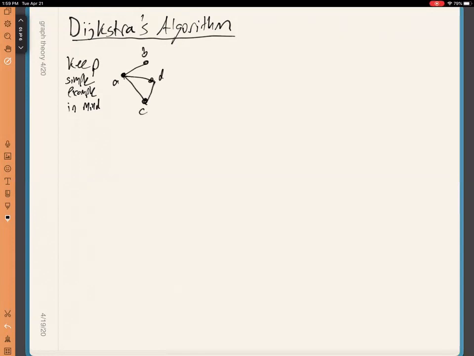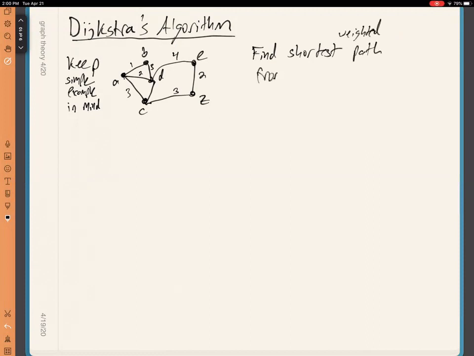There's going to be a particular weighted graph. So this is my graph G. The general problem is finding the shortest path, taking the weights into account, from A to Z. This is the problem that Dijkstra's algorithm solves.